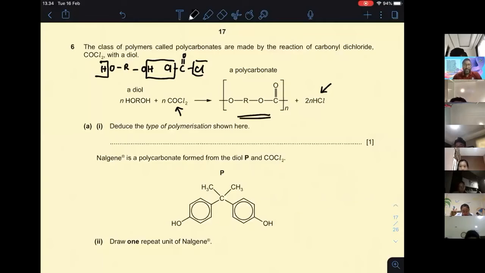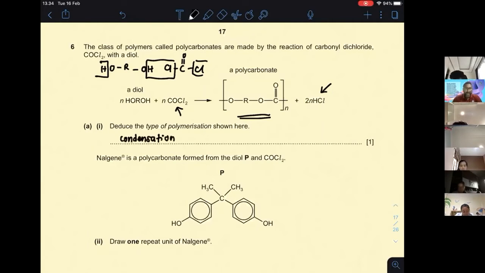So we are removing certain things. Therefore, the type of polymerization here is going to be condensation polymerization. In our syllabus, we have 2 types of polymerization: addition polymerization and condensation polymerization. Addition polymerization we see when we have unsaturated hydrocarbon. So whenever they have double bonds, then we can actually have addition polymerization. In this case, it's a condensation polymerization.